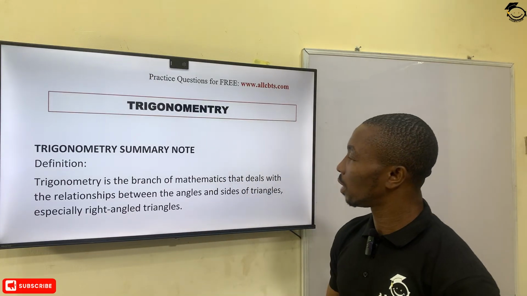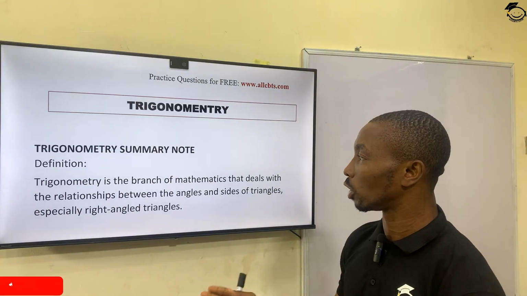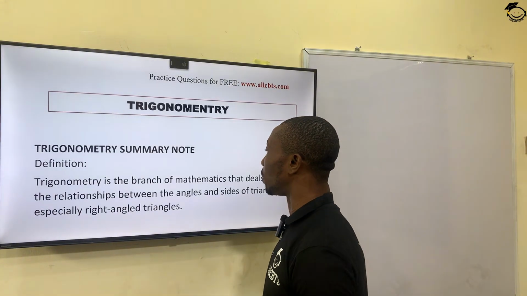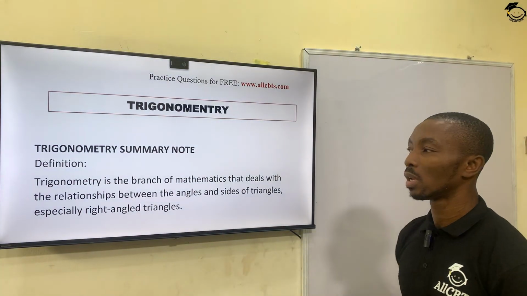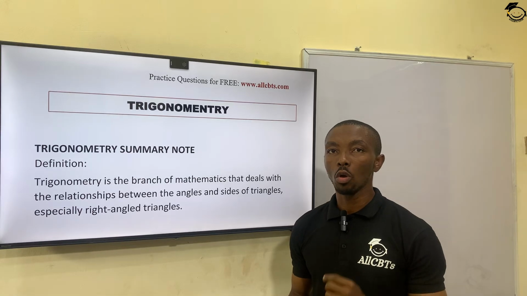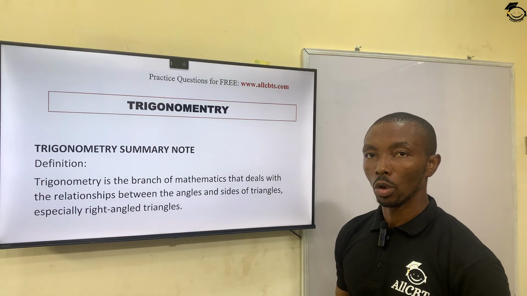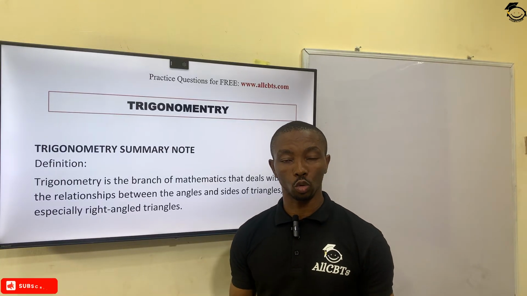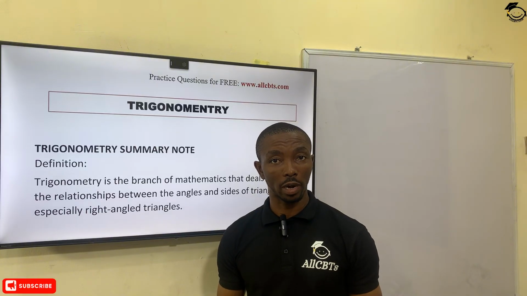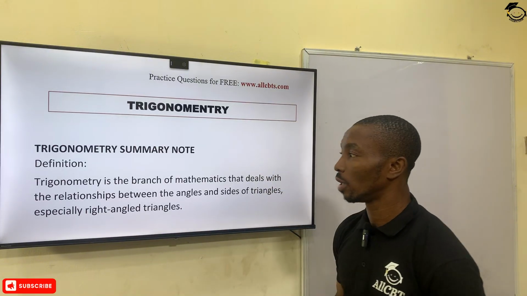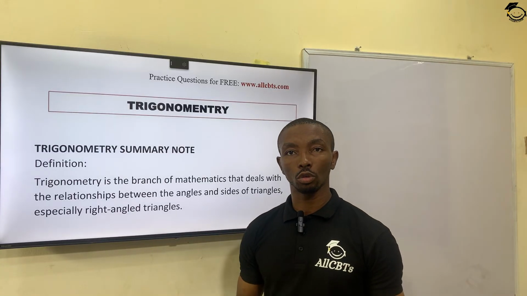Now, looking at our trigonometry, let's start with the definition of trigonometry. What is trigonometry? Trigonometry is a branch of mathematics that deals with the relationship between angles and the sides of a triangle, most especially your right-angled triangles. Yes, we know we have different types of triangles. We have the scalene triangle, the equilateral triangles, the isosceles triangles. But trigonometry majorly focuses on the right-angled triangle.